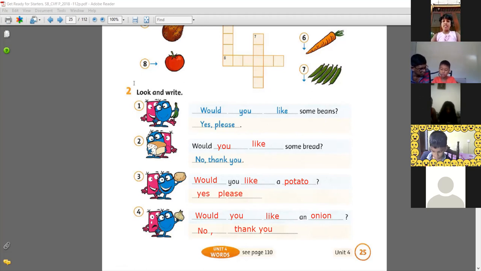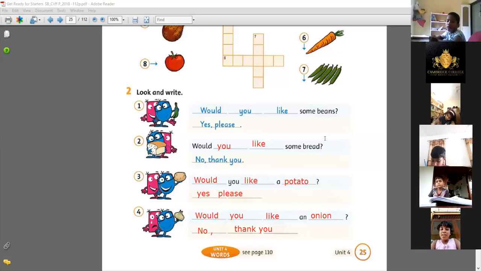Would you like a potato? No, thanks. Would you like bread? Yes, please. Would you like some cake? No, thanks. Would you like some rice? Yes, please. All right, thank you for both of you.